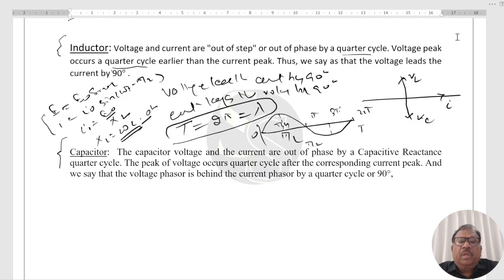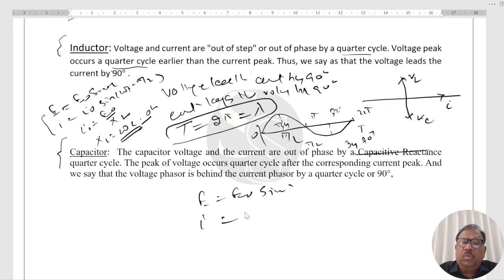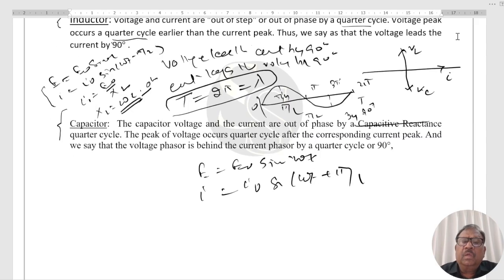When capacitor, the capacitor voltage and current are out of phase by quarter cycle, by 90 degree. The peak of voltage occurs quarter cycle after the corresponding current peak. Means if E equal to E naught sine of omega t, I will be equal to I naught sine of omega t plus pi by 2. That is, I naught will be equal to E naught upon XC.